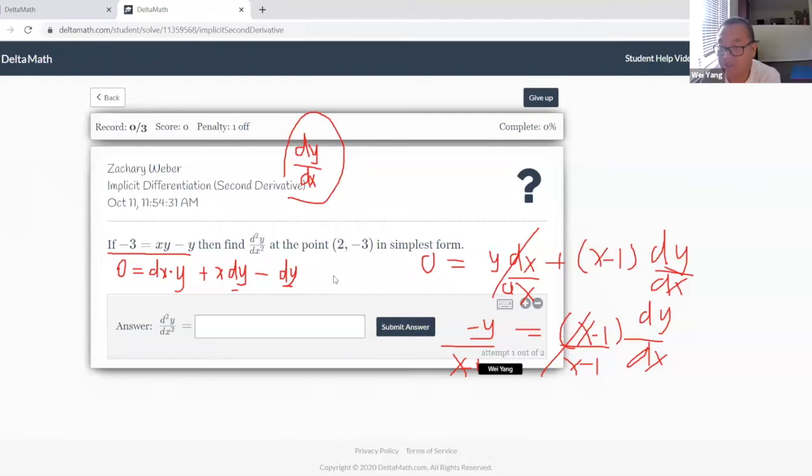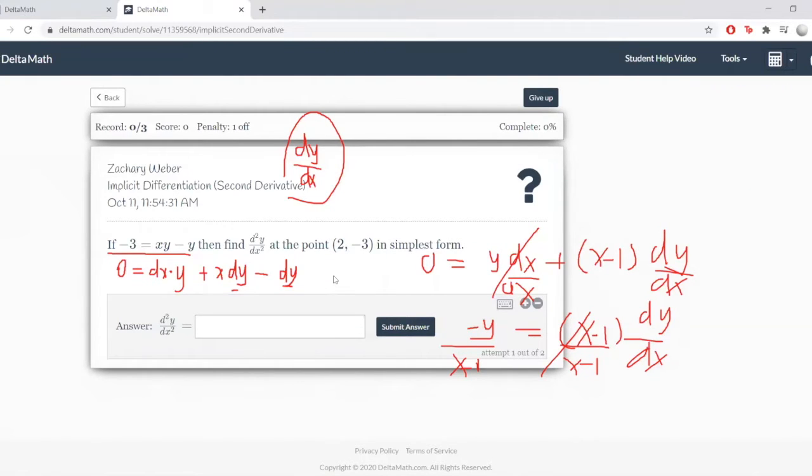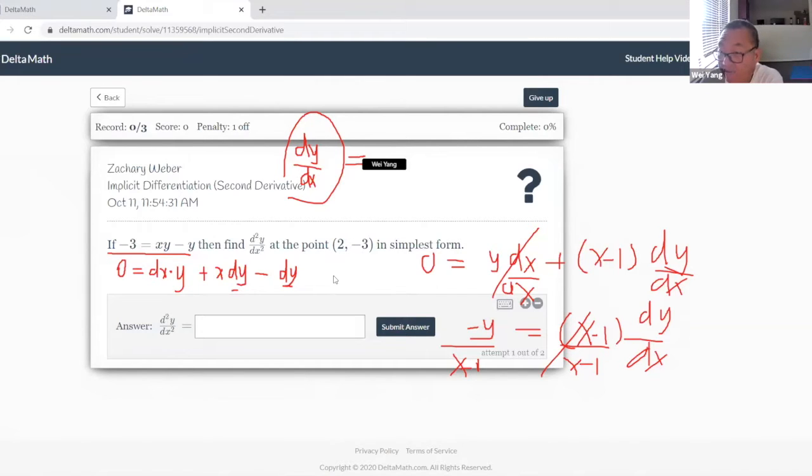Do you have any questions for this process? If no, that's very good. Now you already have the first derivative, that's negative y over x minus 1. From this, we try to find the second derivative. You just take the derivative of this one.